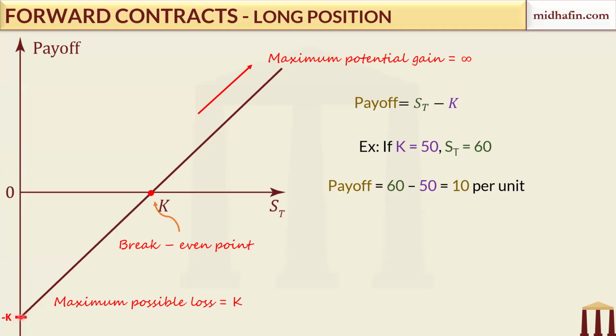So what is the maximum loss in this case? The maximum loss will be the case when the asset price drops to zero, when ST is equal to zero. And in that case, you can clearly see from the graph, when ST is equal to zero, this point is minus K.